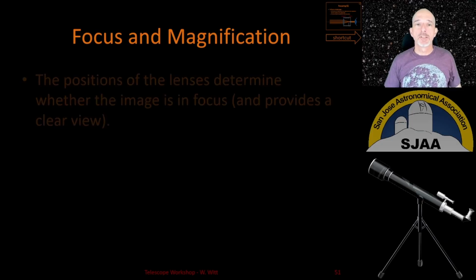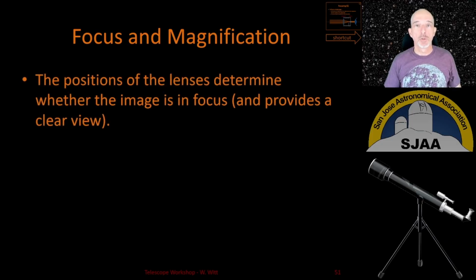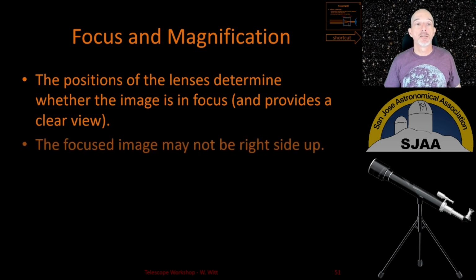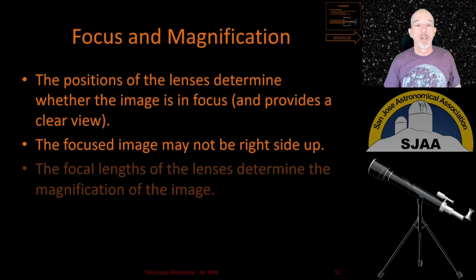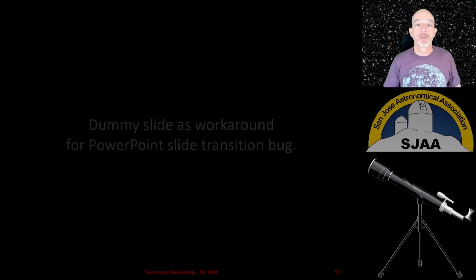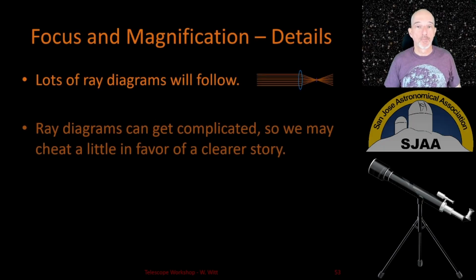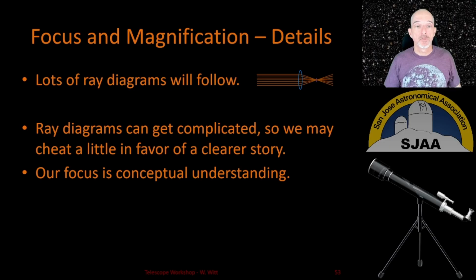Okay, so just to revisit where we were on Sunday, to put things back into context, we had said that the position of the lenses determines whether the image is in focus and therefore provides a clear view to your eyes. The focused image may not be right side up, and the focal lengths of the lenses determine the magnification of the image, right? So we had started here, we had said this on Sunday as well, and now we'll talk about each of these in a little bit more detail. So there will be a bunch of ray diagrams ahead. Ray diagrams can get complicated, so we may cheat a little bit in favor of a clearer story, but that's okay because our goal here is conceptual understanding, and our foundation for that conceptual understanding will be good.